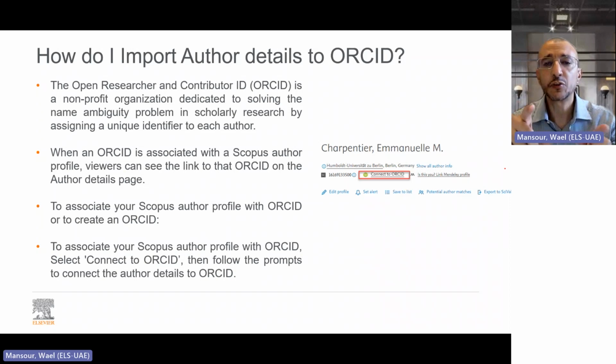If you connect your profile in Scopus to ORCID, then Scopus can update your ORCID profile. And it's very simple. You will see it in your profile next to the Scopus Author ID, connect to ORCID. When you see this, it means your profile is not connected yet. What you need is, first of all, to create a profile in ORCID, and then come to Scopus, click connect to ORCID, and it's step by step. You will be able to link. It's a very simple process to link your author profile in Scopus to ORCID.